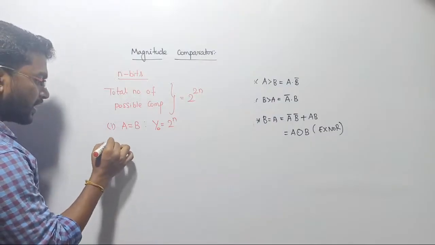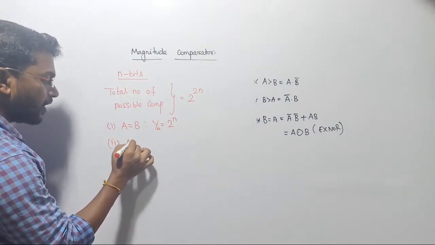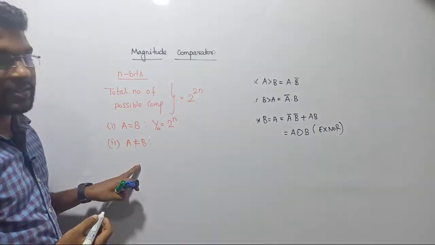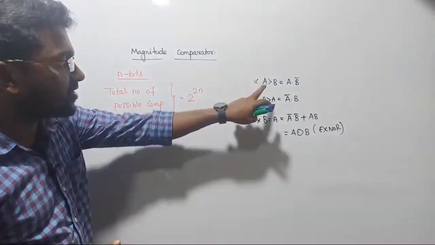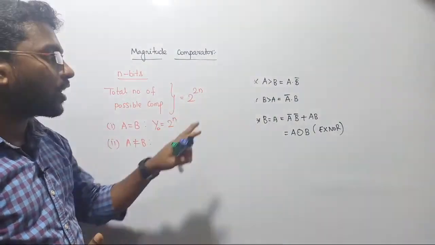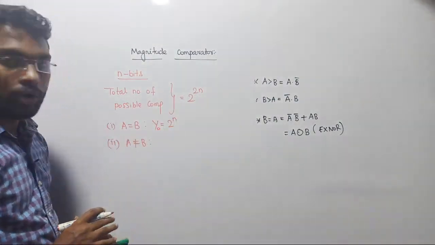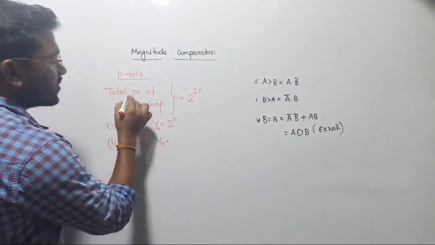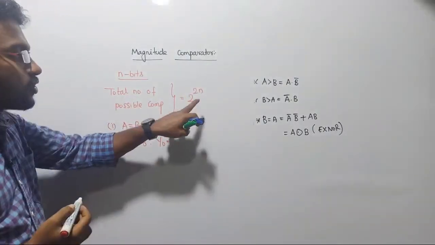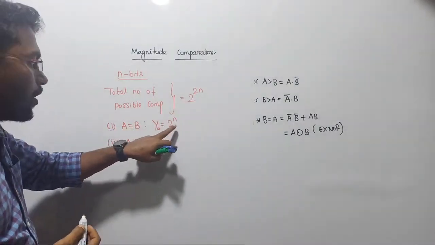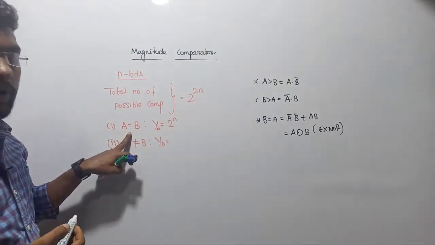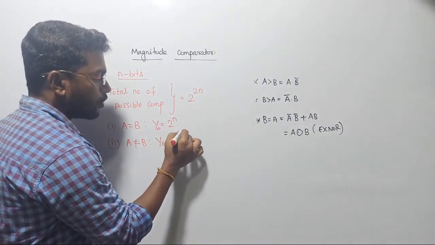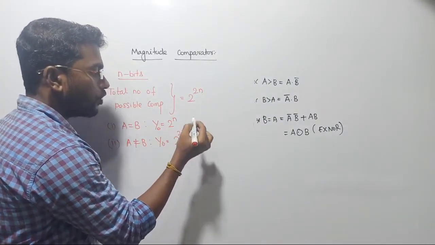Now suppose the second case, A is not equal to B. In the sense, there are two cases, as we all know: either A might be greater than B or it might be less than B, but it is not equal to B. In that case, out of the total possibility, 2 power n combinations will give you A equal to B. For the rest, we should subtract 2 power n from the total value. Do you all agree with me?